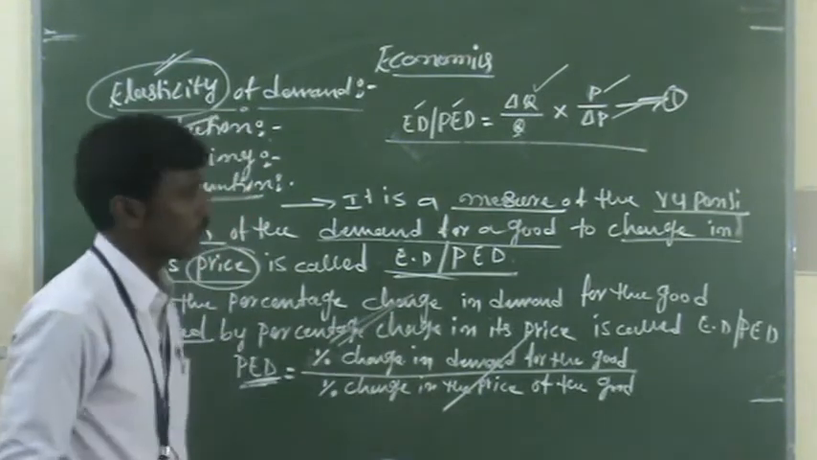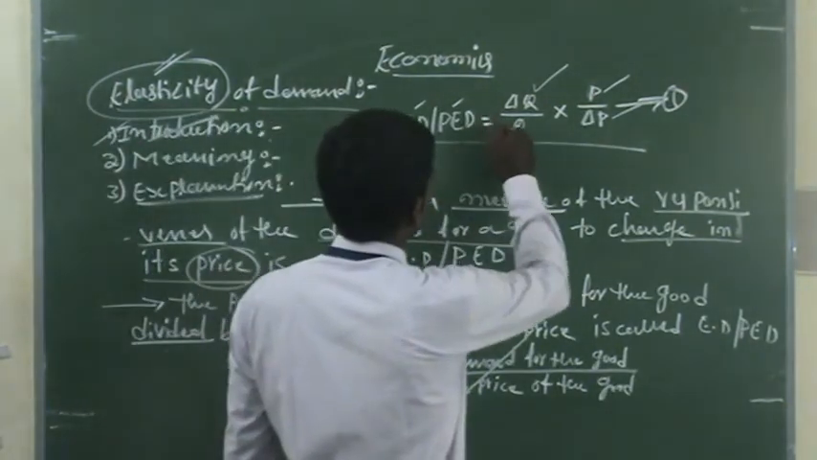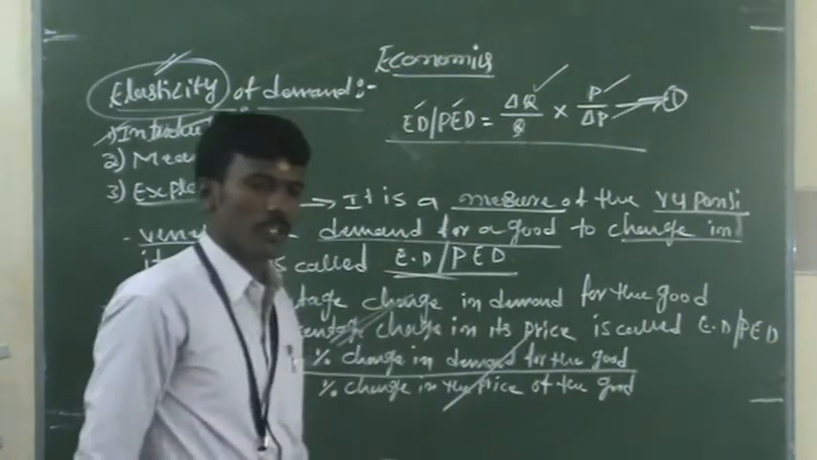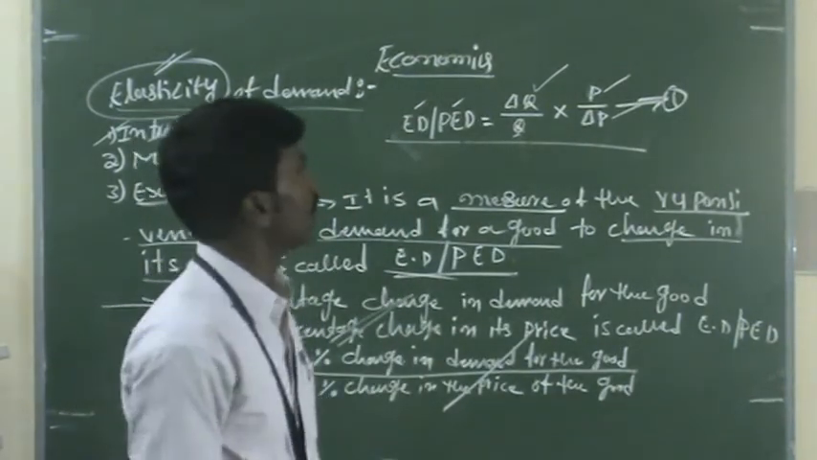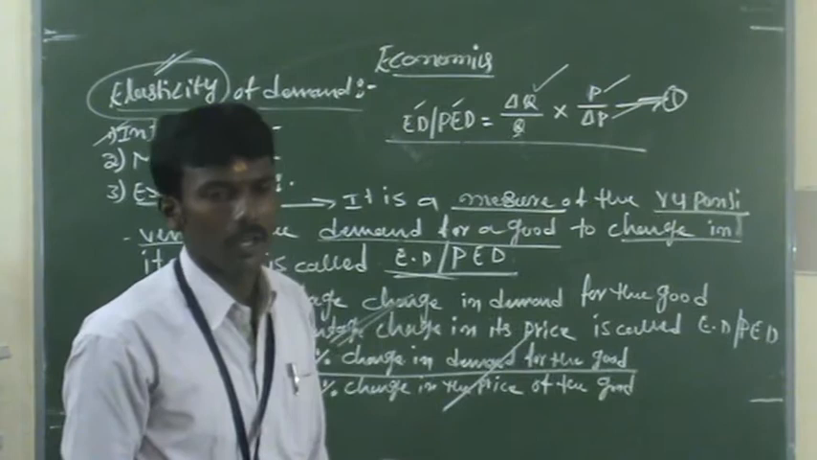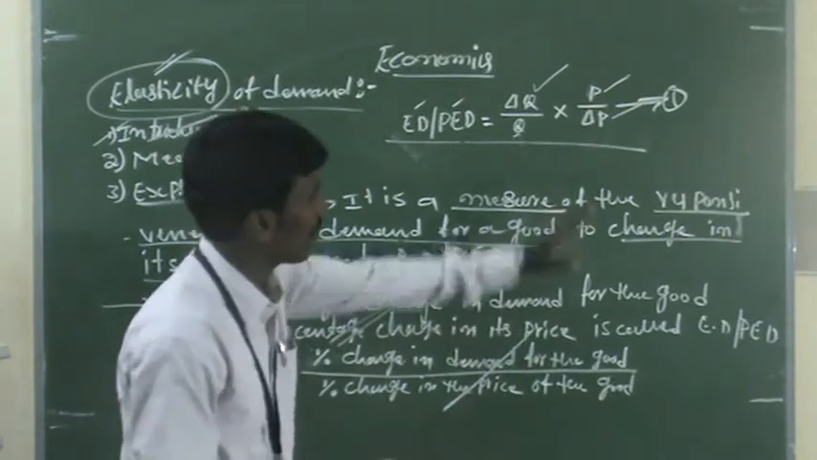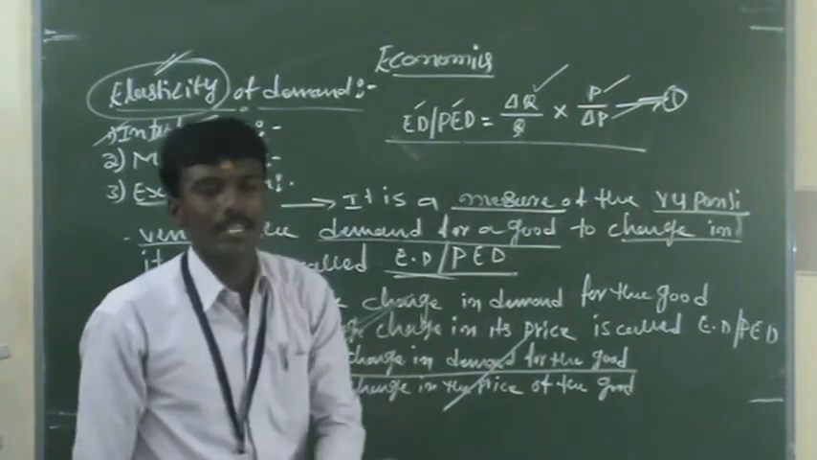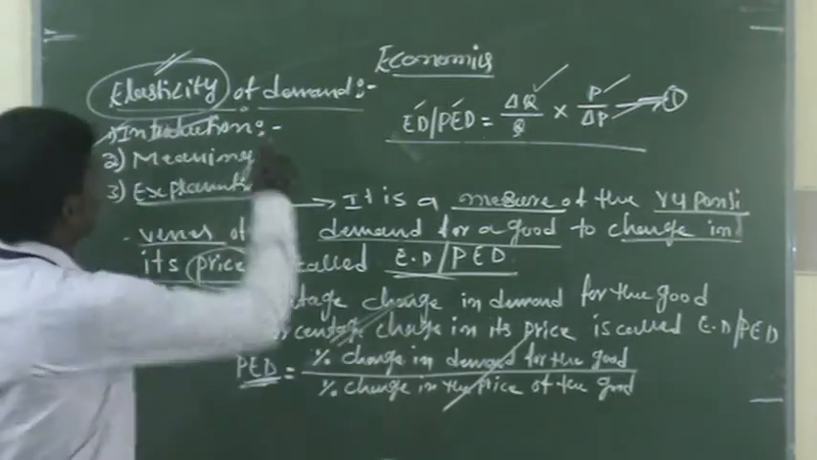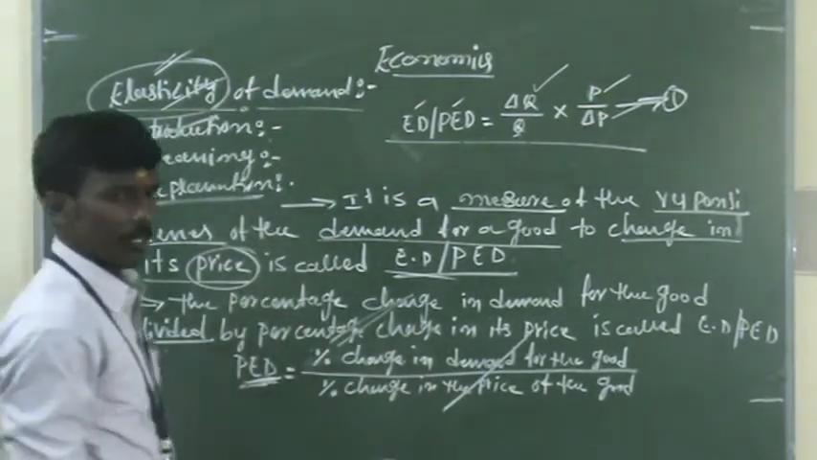ಎರಡರಲ್ಲಿ ಯಾವಾದರೂ ಒಂದು ಬರ್ಕೊಂಡು ಈ ಒಂದು ED or the PED equals delta Q by Q into P by delta P. This is the formula to calculate the PED, price elasticity of demand, or simply ED, elasticity of demand.